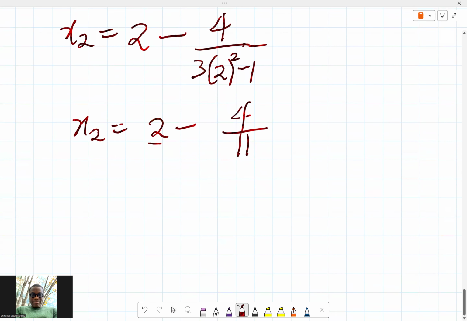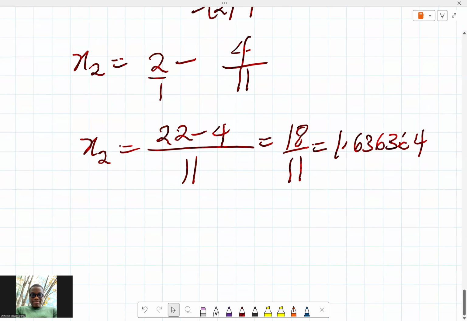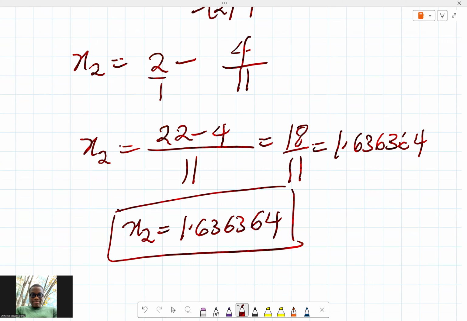So we can find the LCM. So x2 is equal to, over 11, that's 22 minus 4, which is 18 divided by 11. We can leave it like this, or we can do the decimal. That's 1.636364. Okay, so anyhow we want it, but let me go for the decimal. x2 is 1.636364. And we have this as x2.